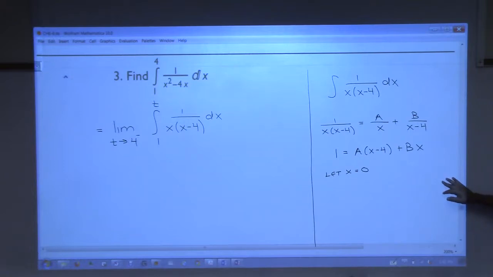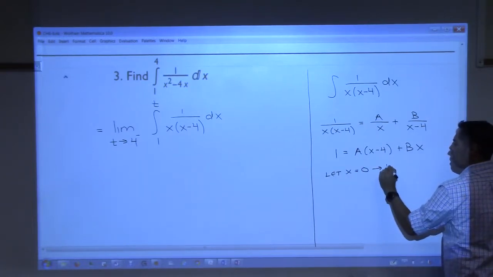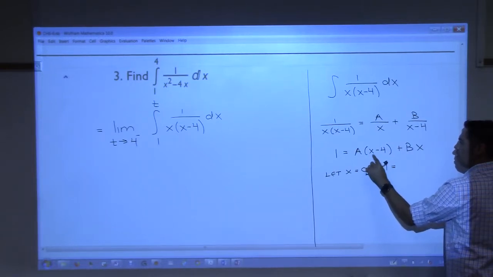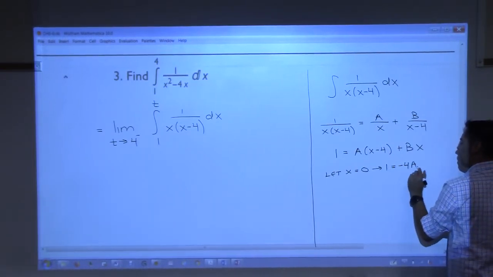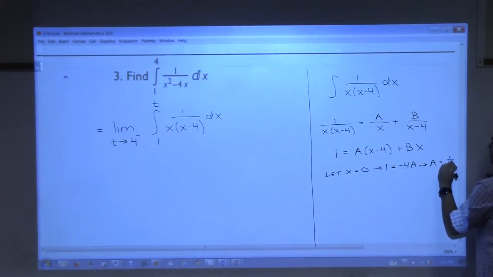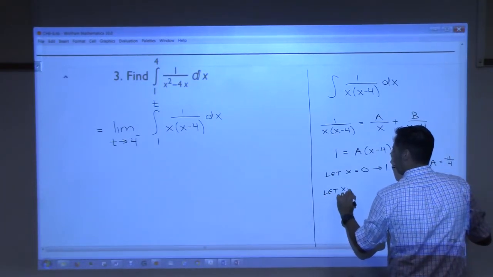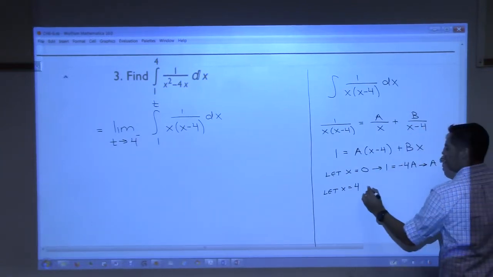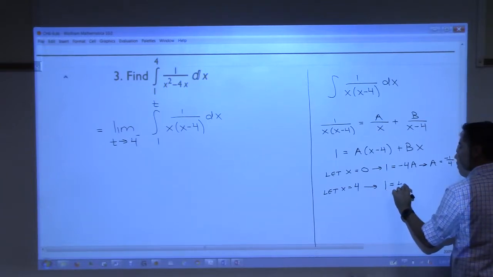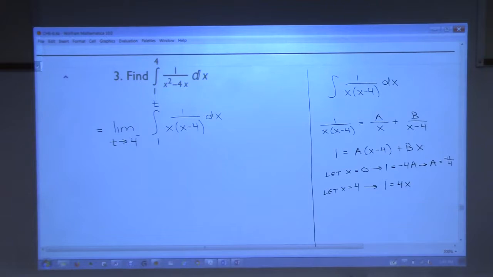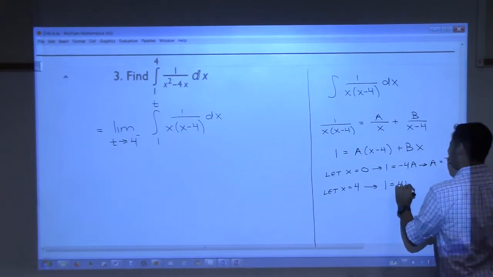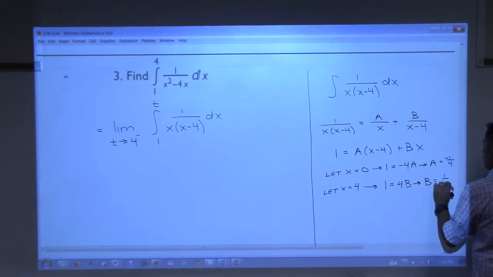Why? It's going to kill this one, right? So if I let x be 0, this equation becomes 1 equals 0 minus 4, negative 4A. So that means A is negative 1/4. So I know what A is. And how could I figure out what B is? Let x be positive 4, because that'll kill that off. So if I do that, my equation becomes 1 equals 4x, right? No, 4B. And that means B is 1/4. Right?